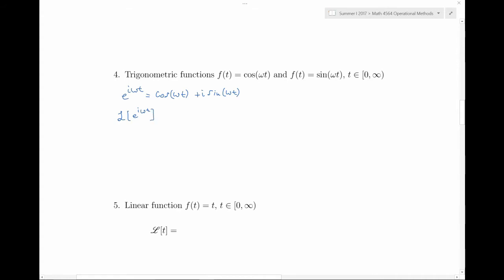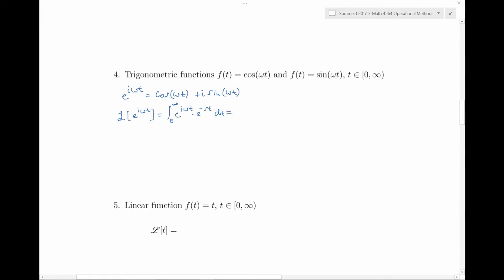You might say, well, how do I separate the Laplace transform of cosine from the Laplace transform of sine? Well, I'm just going to take the real part, and that will be the Laplace transform of cosine, and the imaginary part will be the Laplace transform of sine. So this is an integral from 0 to infinity of e to the i omega t times e to the minus st dt.